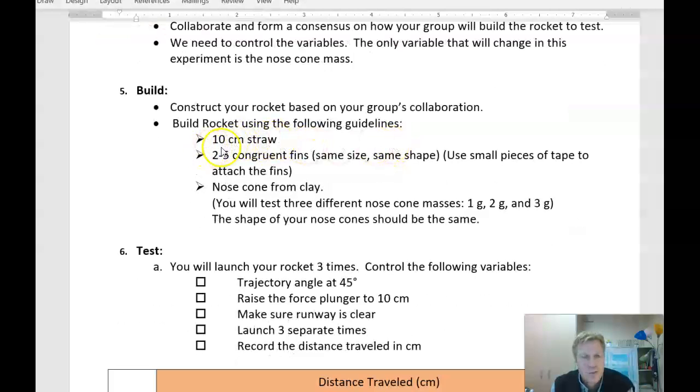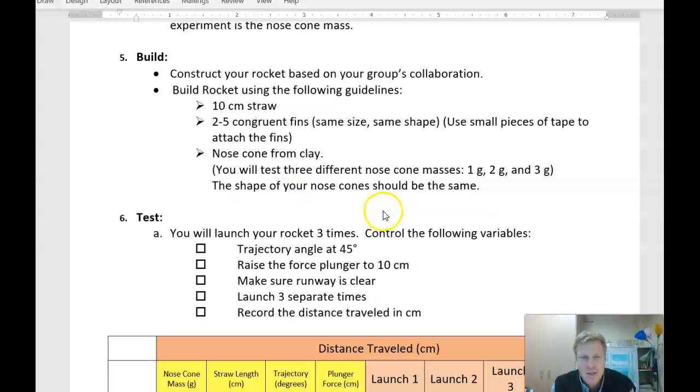Then we're going to build it. We're using a 10 centimeter straw rocket, so the rocket will be 10 centimeters long. You can use 2 to 5 congruent fins. I think any more fins and it gets to be too much air resistance. The nose cone is made from clay. This is the variable that we're changing this time. First of all, we do the 1 gram nose cone, similar to a previous experiment. Then we add an extra gram to go to 2 grams, and finally 3 grams.